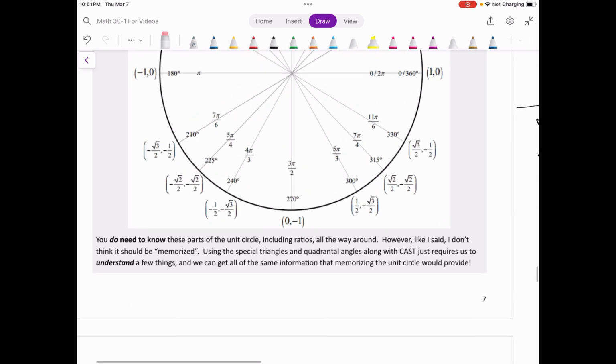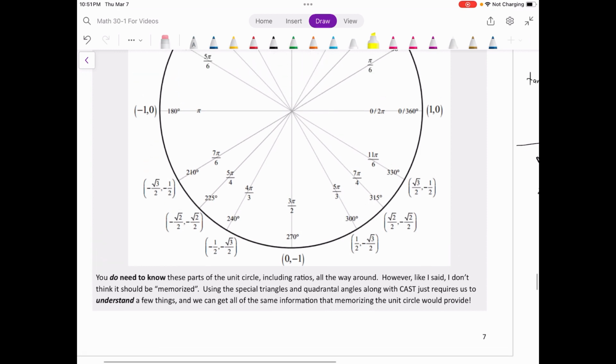Now, you do need to know this. Don't confuse me saying you don't need to memorize it with me meaning that you don't need to know it, okay?